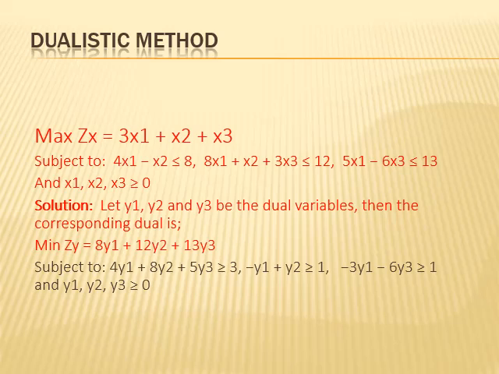Now, the objective function is min y equal 8y1, where 8 is the constant of the first constraint, plus 12y2, where 12 is the constant of the second constraint, and 13 is the constant of the last constraint. It's okay.